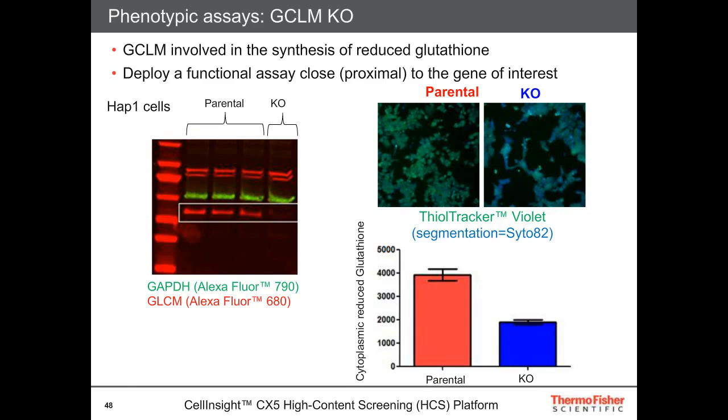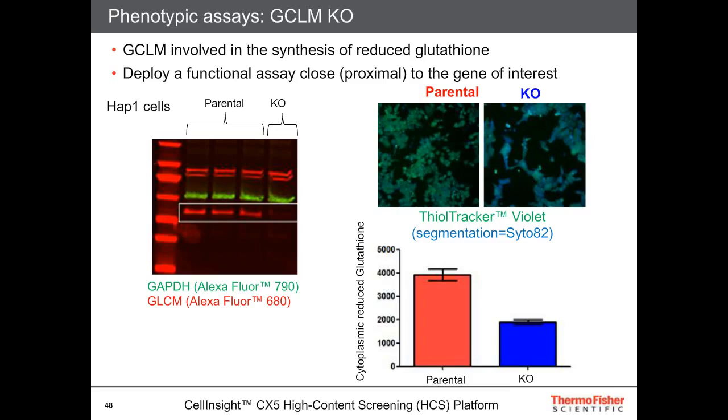This is file tracker violet. It's a direct measure in cells of the amount of reduced glutathione, and we can indeed see that the knockout cells show significantly reduced glutathione levels. So here our cellular assay, a phenotypic assay, has complemented our proteomic and genomic assays.